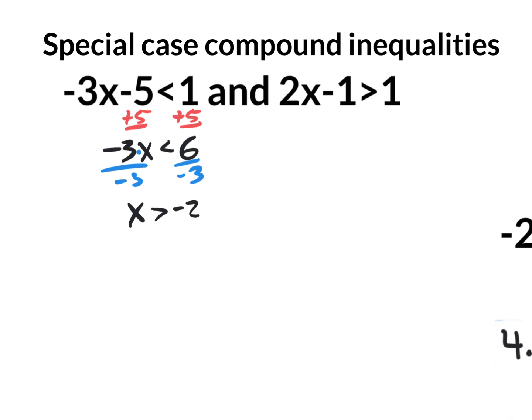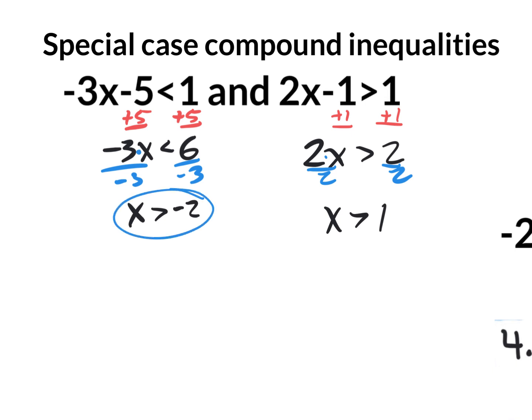Now let's solve this one over here. Let's ask Caitlin. Help us out, Caitlin. What do I do for my first step right here to get x by itself? We're going to add 1 to both sides. Okay, so +1. I rewrite this thing. I'll have a 2x is greater than 2. And Caitlin, for my final step, what do I do? Yep, divide by 2. We end up with x is greater than 1. So we have our two answers here. We have x is greater than -2, and we have x is greater than 1.